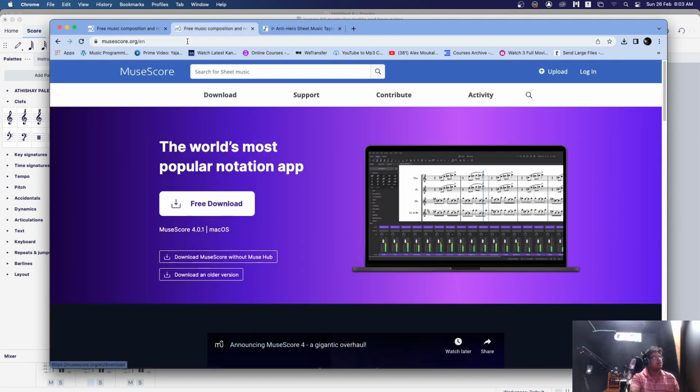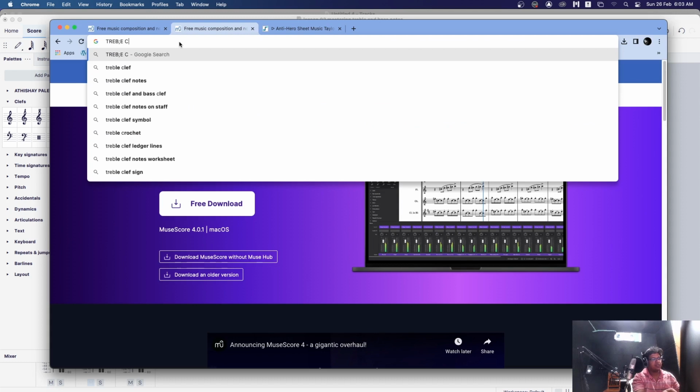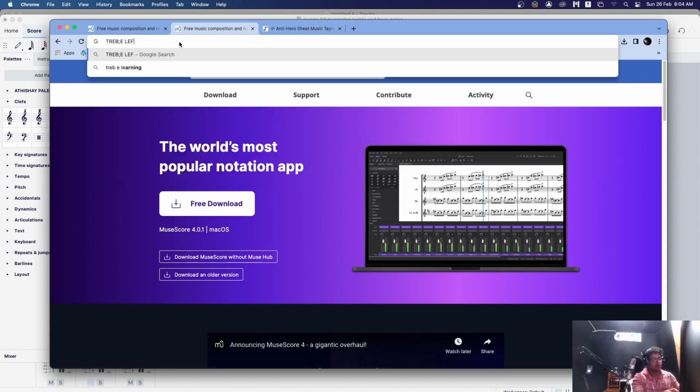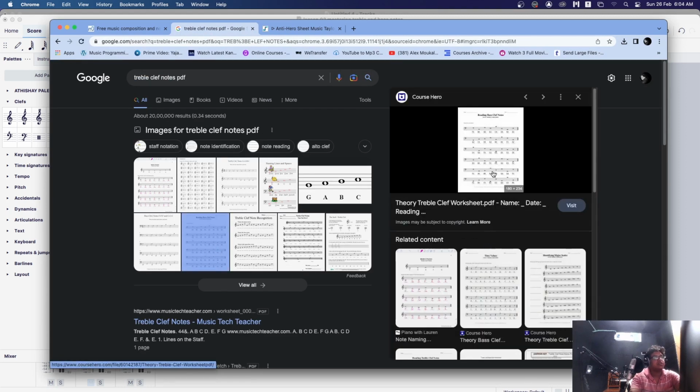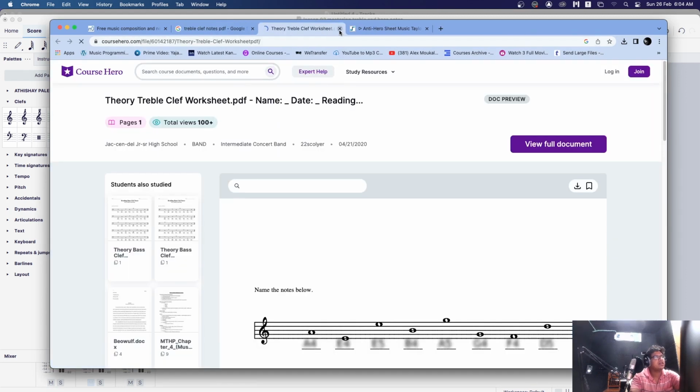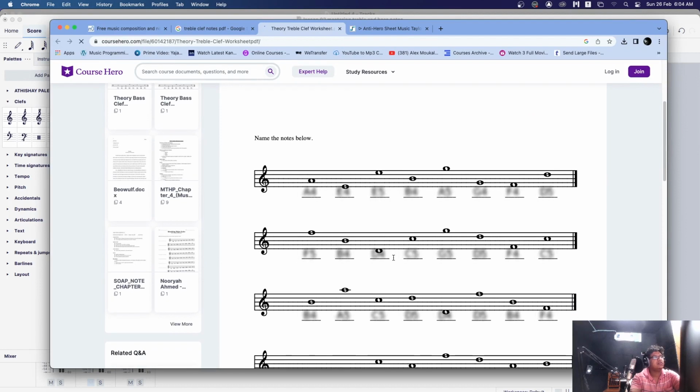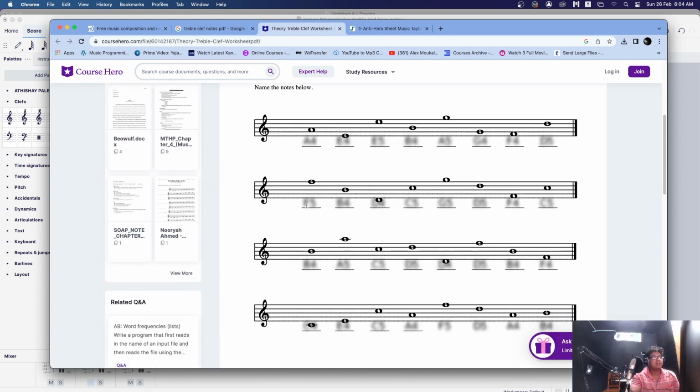You'll get a lot of treble clef notes in PDF. If you search in Google, you'll get a lot. I just randomly searched, I didn't prepare. There are a lot of exercises.